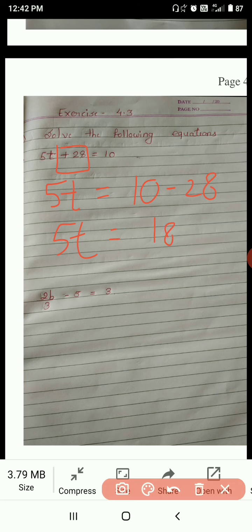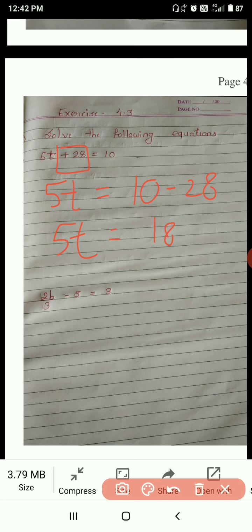Okay. Then now remove 5 from the t. It is in multiplication, so it will go to division. So minus 18 upon 5.